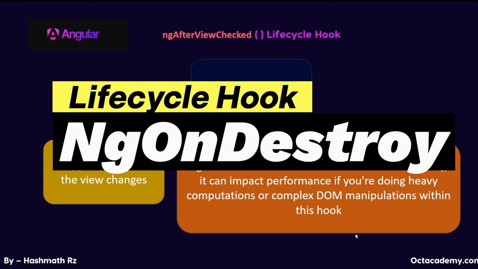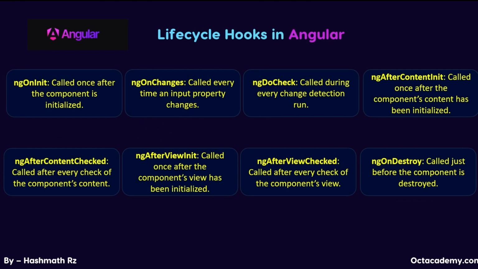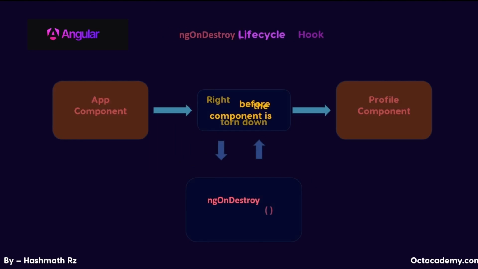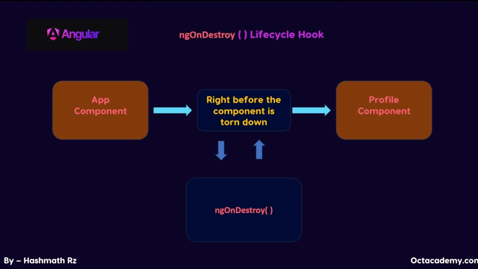Alright guys, we have covered a lot of the lifecycle hooks so far, but now it's time to talk about the last Angular lifecycle hook in our list, which is ngOnDestroy. So guys, what exactly is ngOnDestroy? This lifecycle hook is the last one that Angular calls before your component is destroyed. It's your component's final chance to clean up any resources, unsubscribe from observables, detach event handlers, or do any other necessary cleanup tasks. Think of it as packing up and shutting down.